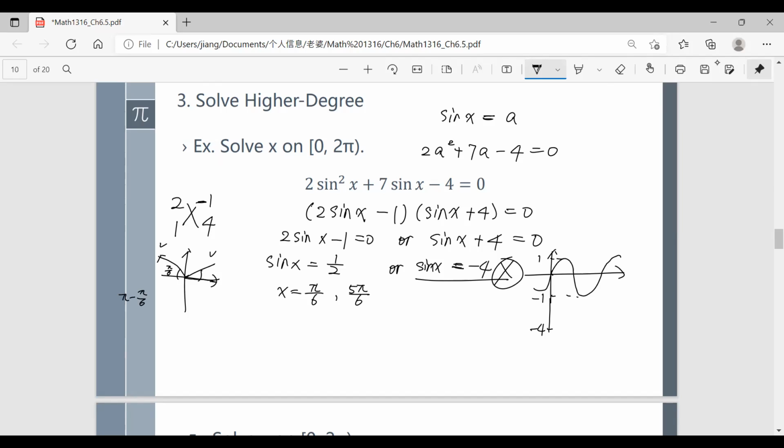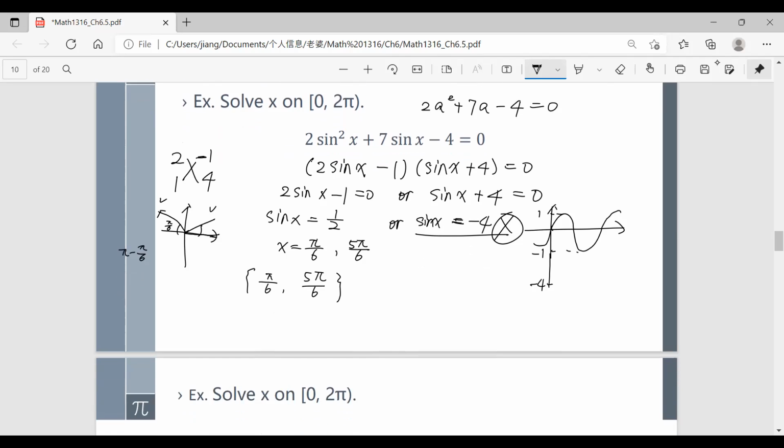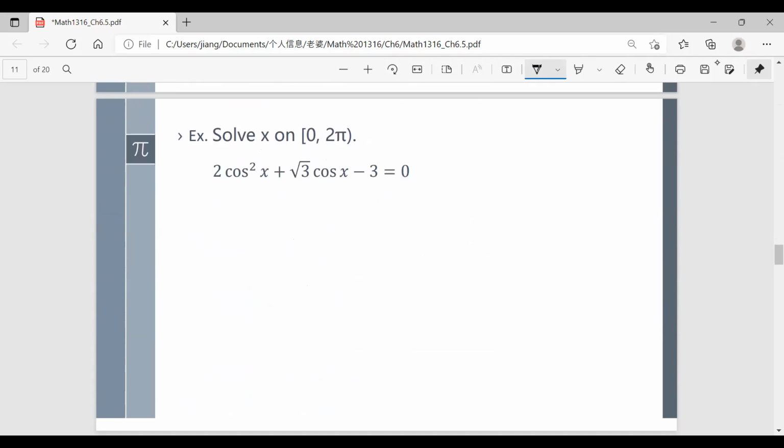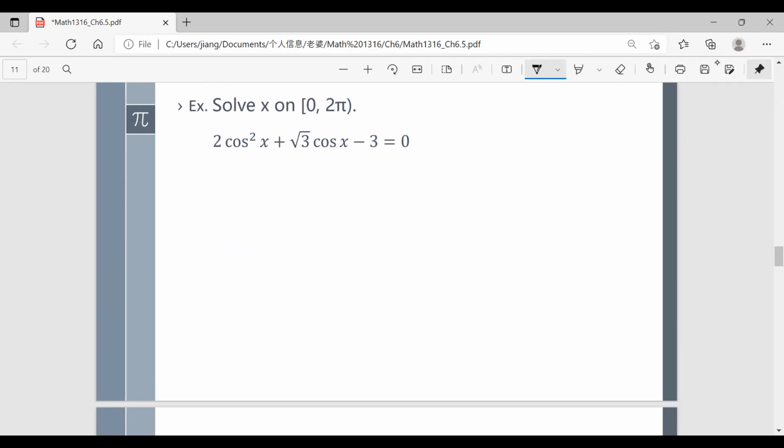This is the solution in 0 to 2 pi. It just asks us to find the solutions on 0 to 2 pi. So these are two solutions: pi over 6, 5 pi over 6. Okay, let's see the next one. Solve for x on 0 to 2 pi, the same thing.